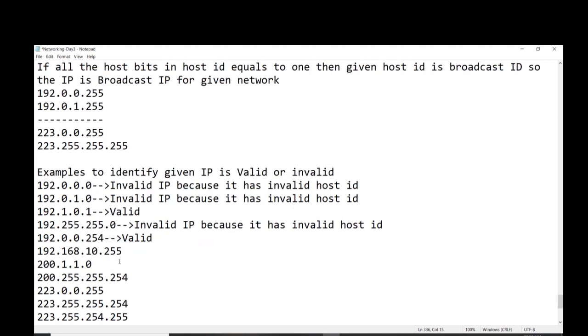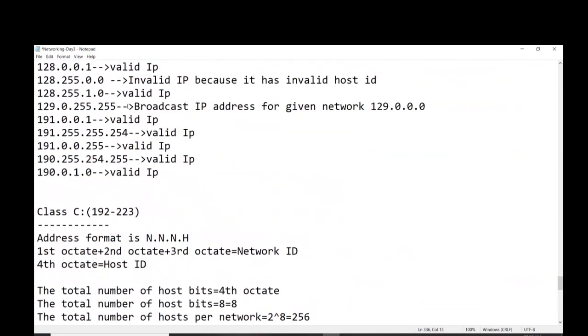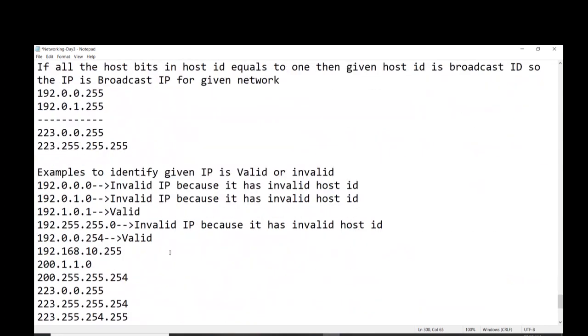Is this valid? It's a broadcast ID, sir. It's a broadcast IP address for the given network ID. What is the network ID here? 192.168.10.0. Host ID you always make 0 like this when you write a given network ID.